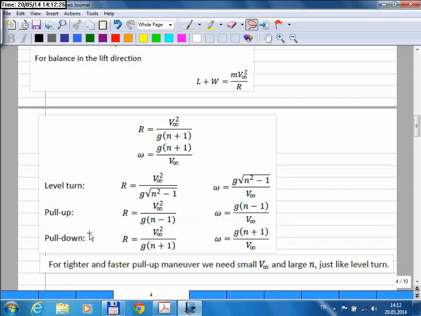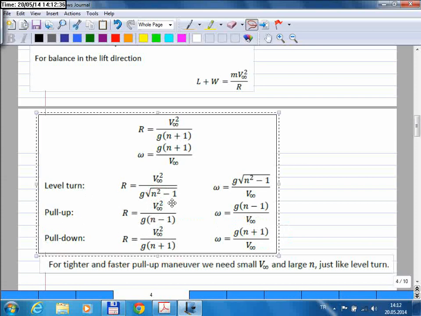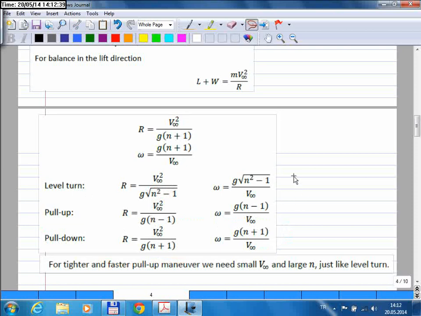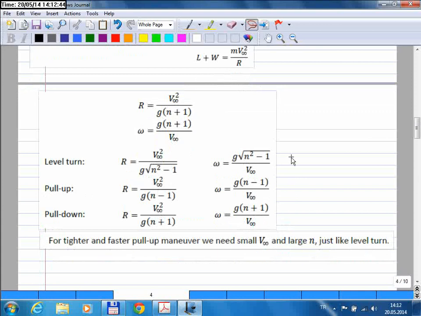They are similar, but there are differences between them. So for the level turn case, we have this square root of L squared minus 1. But for the pull-up and pull-down, there is no square root term. But they all say the same thing. Whether it's a level turn maneuver or a pull-up maneuver or a pull-down maneuver, if you want a highly maneuverable aircraft, in all these cases you want a high load factor. Okay, so the high load factor is the key for all types of turning maneuvers, whether it's a pull-up or a level turn.